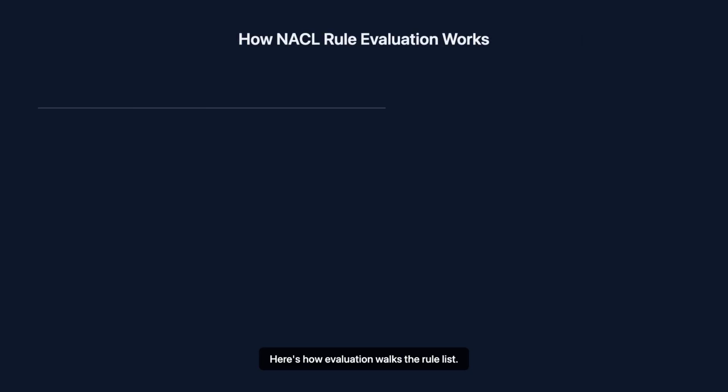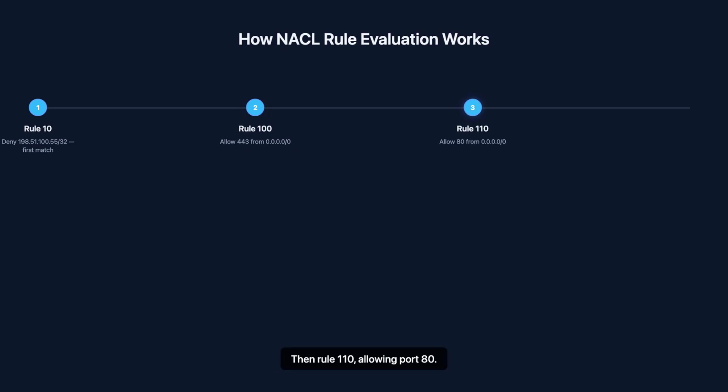Here's how evaluation walks the rule list. A packet arrives. Rule 10 says deny that specific malicious IP. If it matches, the packet is dropped and evaluation stops. First match wins. If it doesn't match, we move to Rule 100, which allows port 443 from anywhere. Then Rule 110, allowing port 80. And finally the implicit deny at the end, which drops anything no explicit rule allowed. Numbers matter. They decide the order of evaluation.